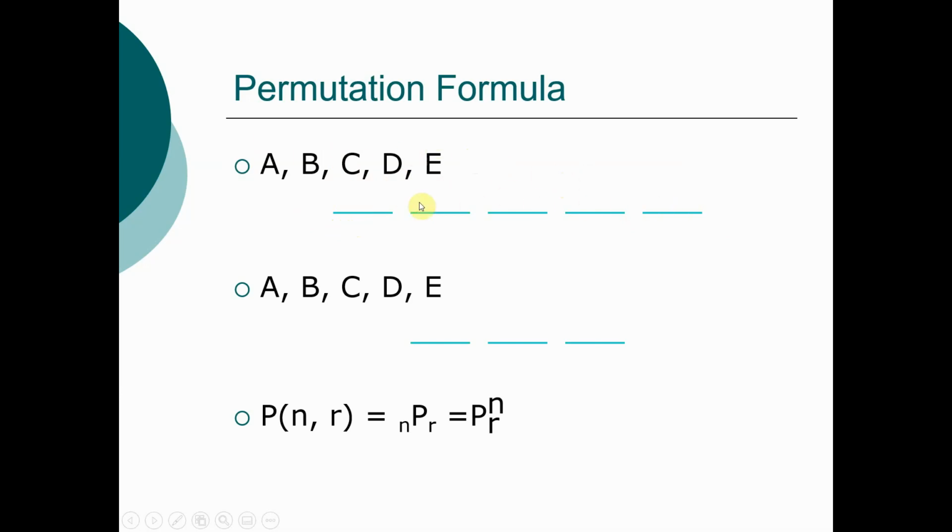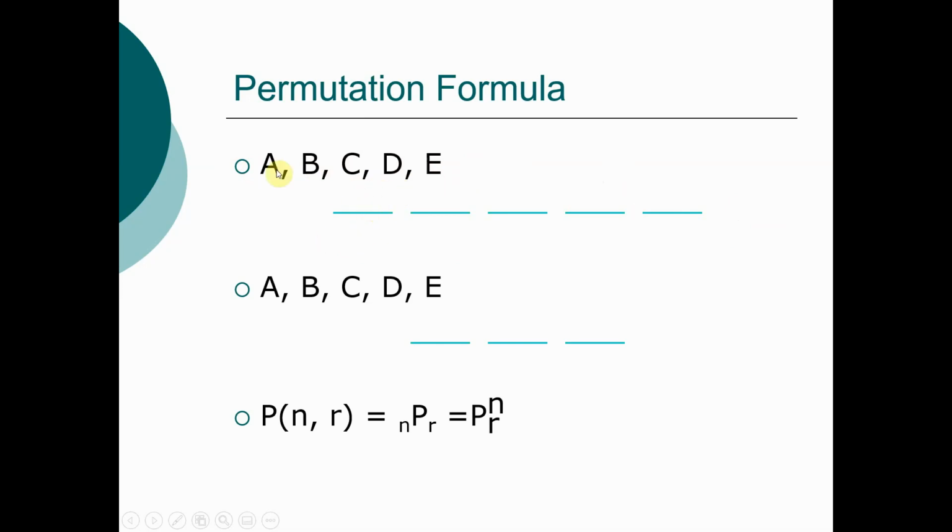How many different 5-letter words can we make out of these 5 letters? Assuming that we don't have any repetition, it means we only have one of each. So we have 5 objects and we have 5 places to put them. Now how many different options do we have for the first place? We have 5, right? We have 5 letters.